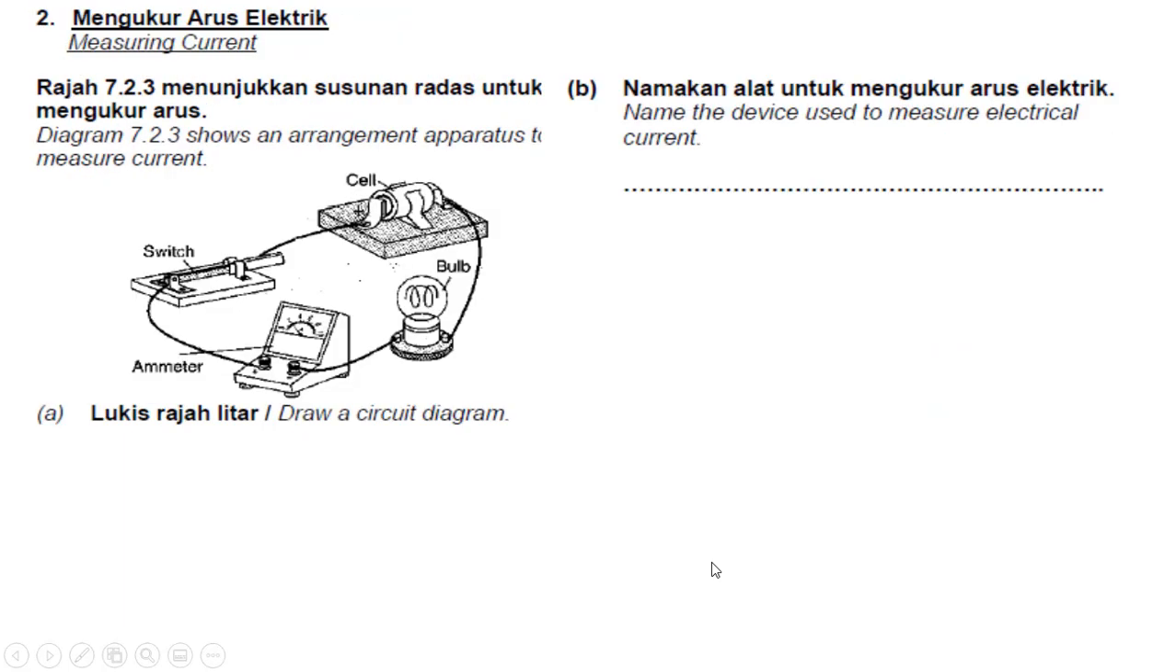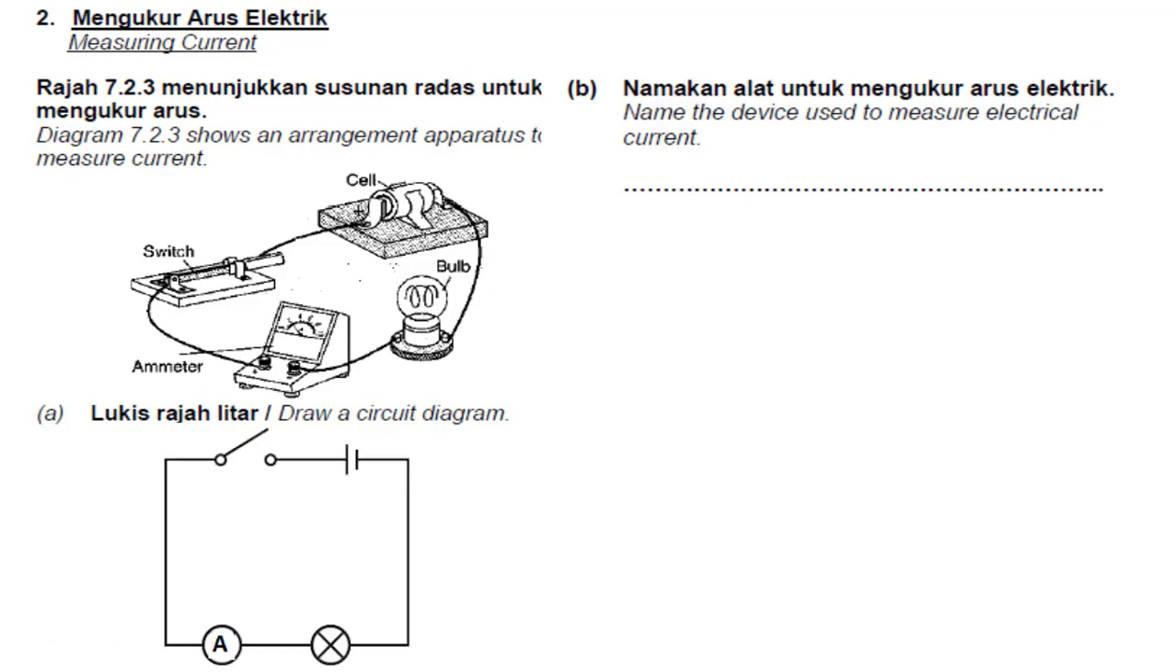Next step is we have to know how to measure current. The diagram shows the arrangement of apparatus to measure current. We have the battery, the switch, ammeter, and bulb. Notice that they are arranged in series. From the positive it goes to the ammeter positive, negative goes to the bulb, and goes to the negative terminal. How to draw? Remember the symbols we learned just now. So the battery, we have the switch, we have ammeter, we have a bulb, and go back to the battery. Remember the battery is only one, so we draw one battery here.